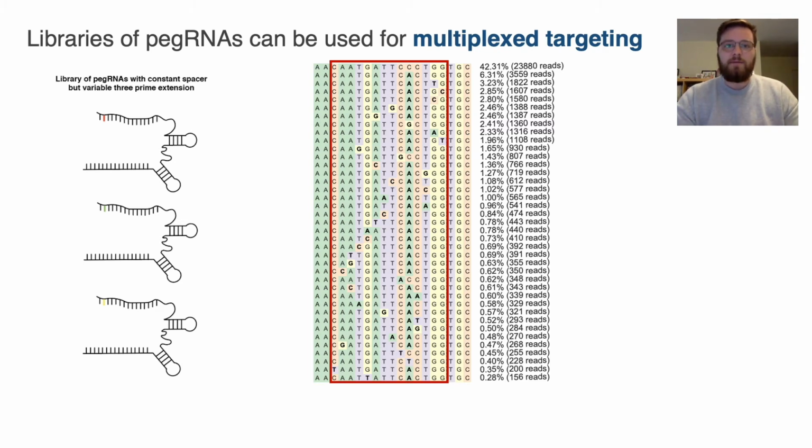So now I had my cell model and my method for editing. The next thing I needed was that functional assay to delineate a functional from non-functional variant.